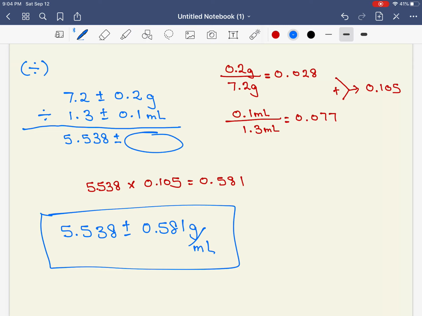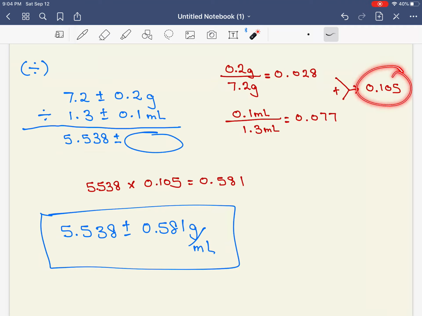Okay, so as you can see, division is really the same thing as multiplication. But just be careful of the fact that you are dividing these two numbers. And for the uncertainties, make sure you find your relative uncertainty and then add them up. And at the end, you multiply this number by the answer to get the uncertainty.